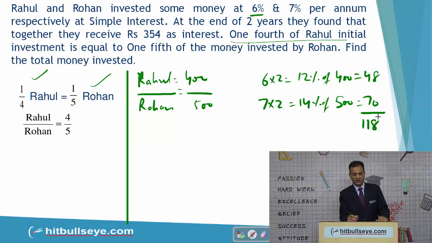Now this, and here it is given 354. So here we can find the relation. 354 is 3 times of 118. But again you will apply the unitary method.